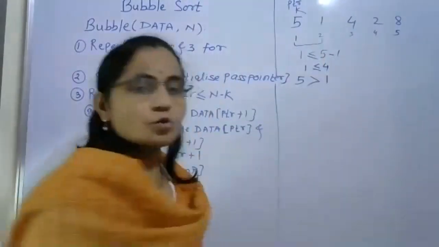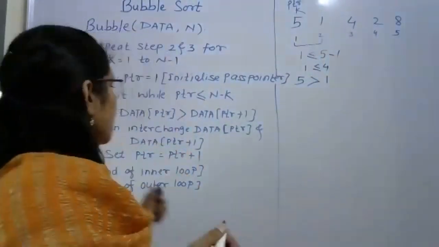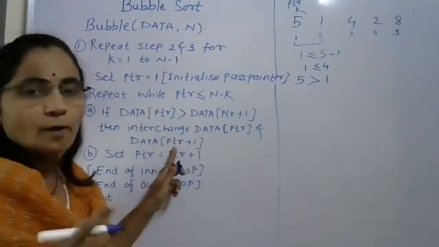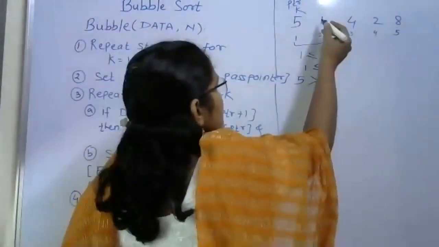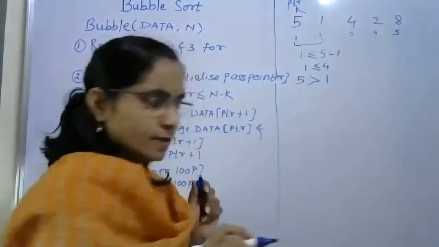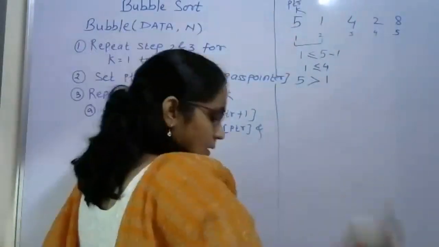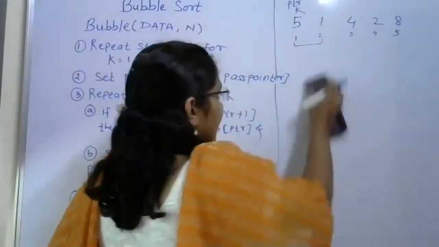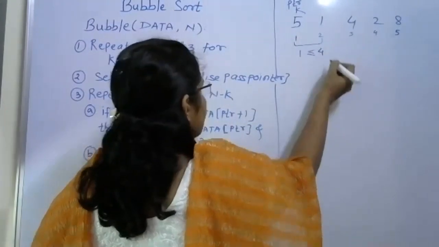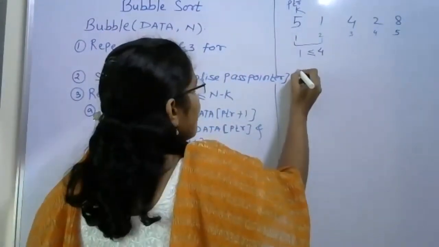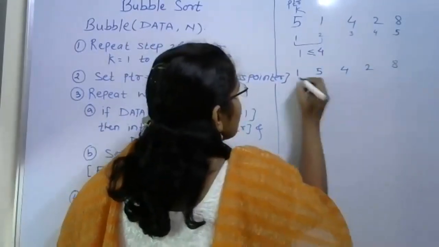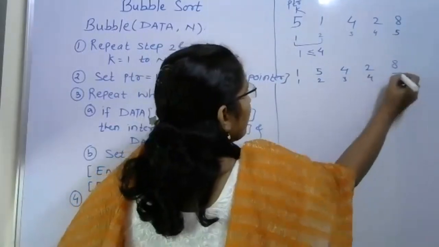Okay, the condition is true. 5 is greater than 1. So what is the solution? The solution is you have to interchange data of PTR and data of PTR plus 1. Interchange means you just keep the 1 at the first location and 5 at the second location. Okay, so how? So I directly write down here. PTR means 1. 1 is less than or equal to 4. The condition is true. Then you just exchange the values. So 1 here, then 5, then the remaining elements as they are. Once again give the positions 1, 2, 3, 4, 5.